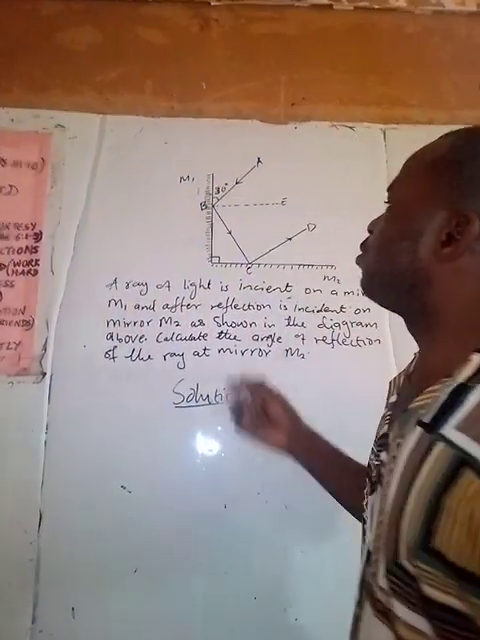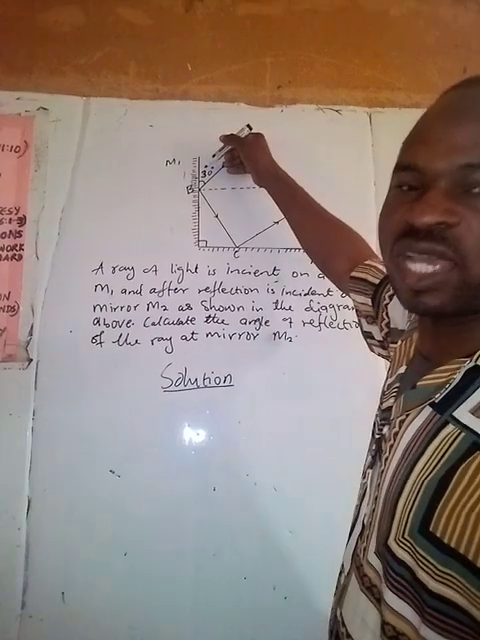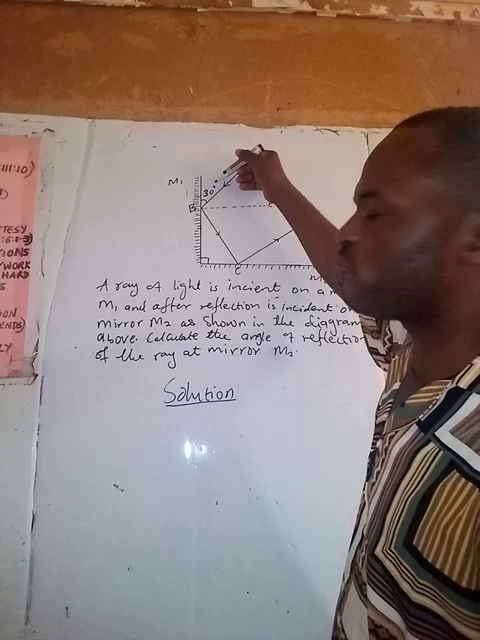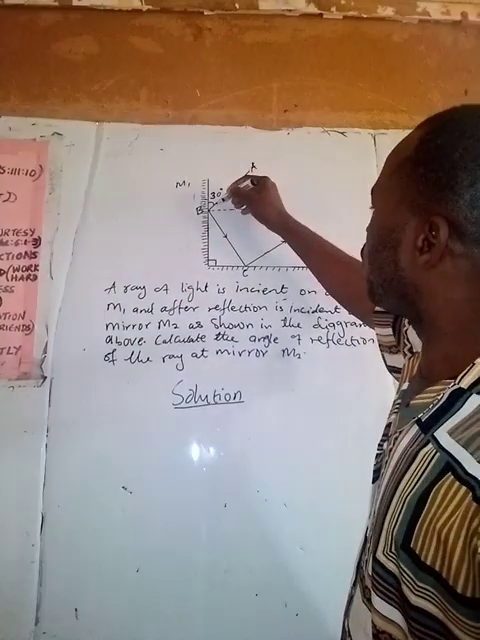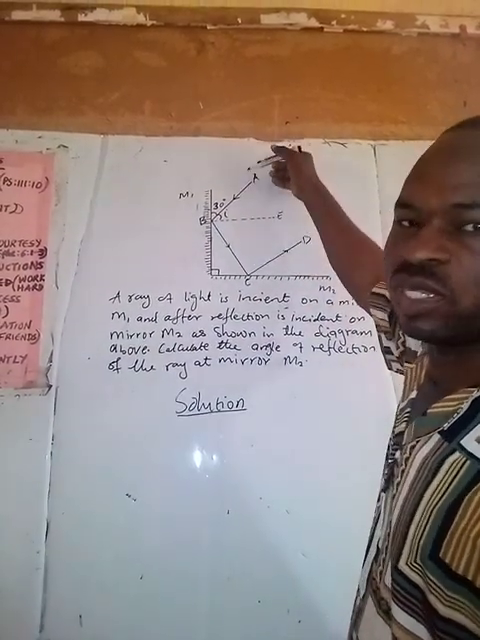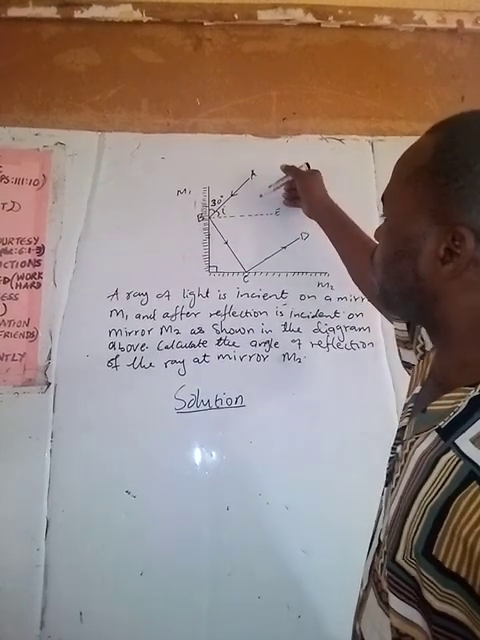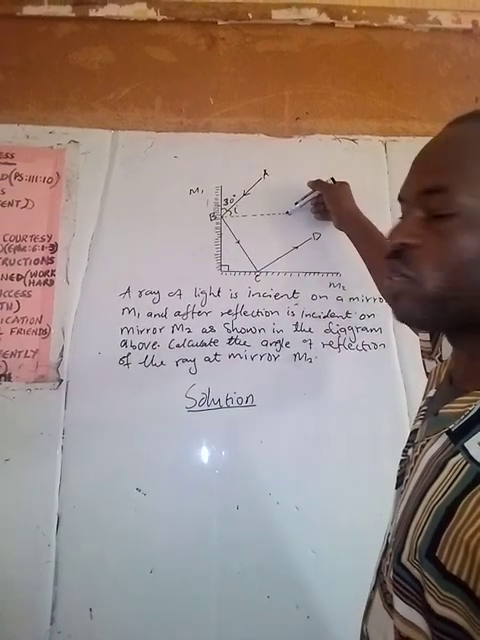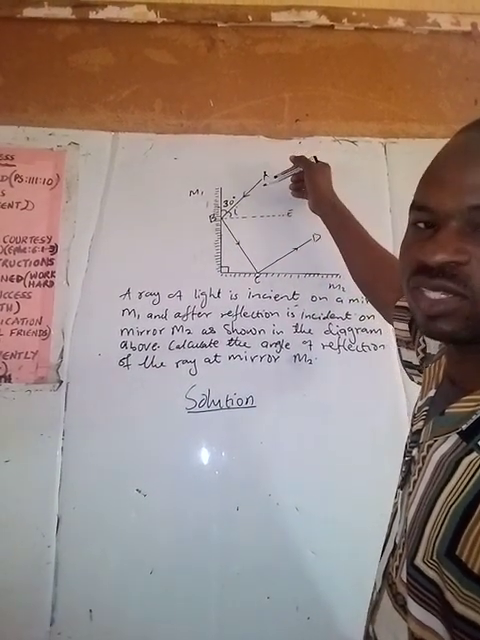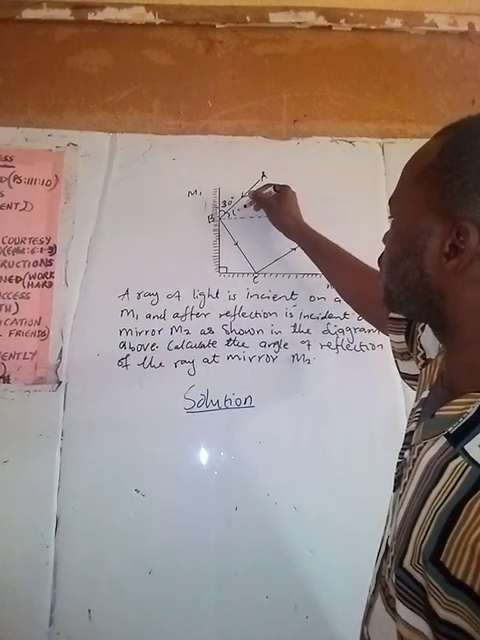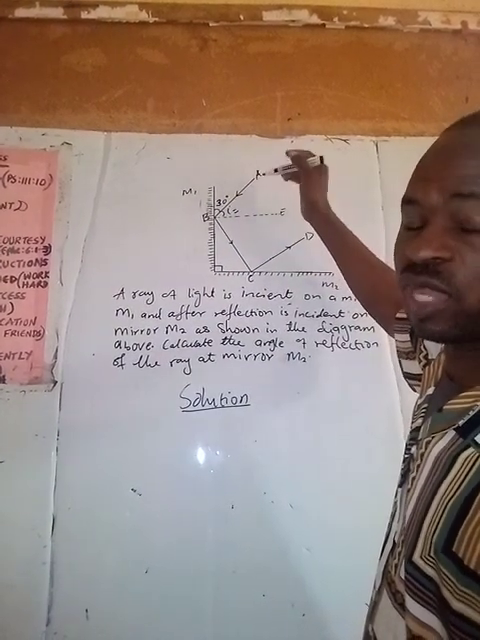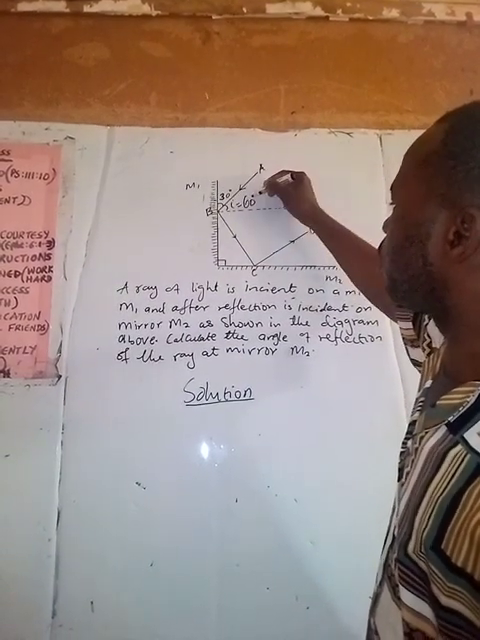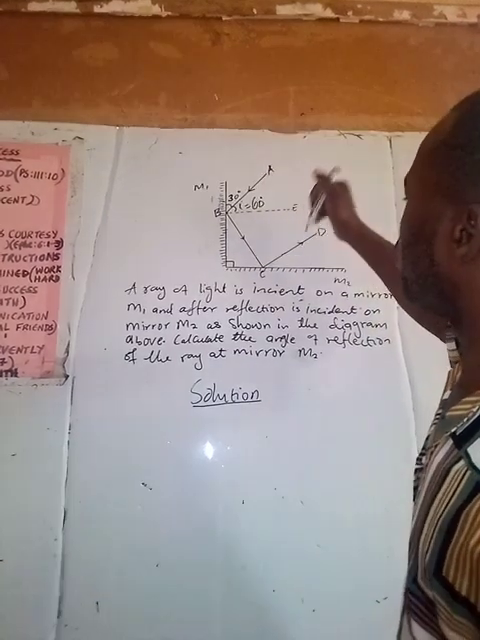So how do we get the angle of incidence here? Remember, this angle 30 here is not the angle of incidence. It's a glancing angle. So we need to use the glancing angle to find the angle of incidence. The angle of incidence is always between the incident ray and the normal. So how do we get this? Remember, from the normal to the mirror is 90 degrees. So 90 minus 30 will give 60. It means the angle of incidence is 60 degrees. Okay, 60 degrees.